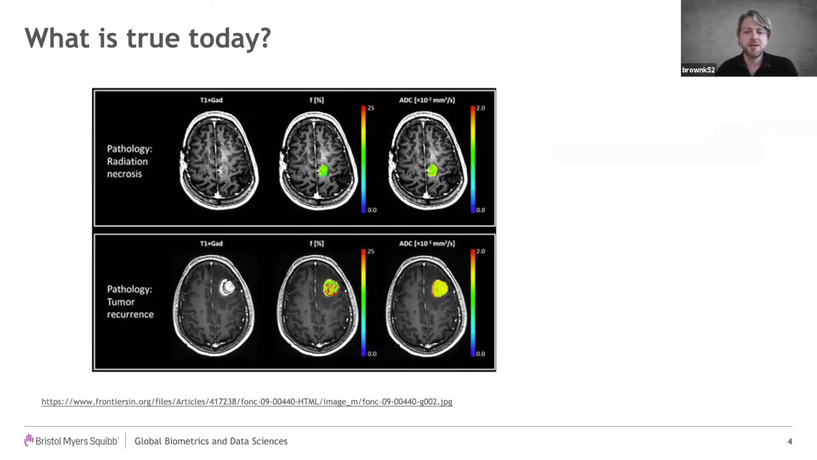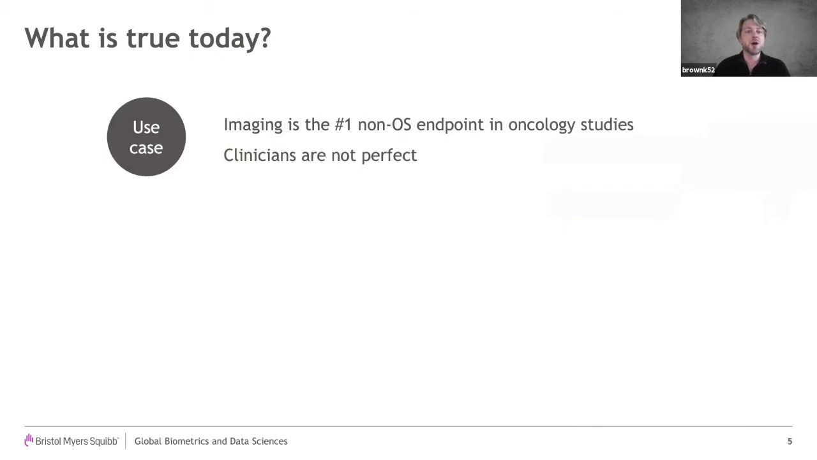Well, in medical imaging, what's true is that we use medical imaging more and more on a day-to-day basis in order to inform clinical decisions. But more than that, we also use it in order to inform pharmaceutical decision-making points. In clinical trials, medical imaging is the #1 non-overall survival endpoint in oncology studies. So every single lung cancer trial that you see, for instance, for metastatic non-small cell lung cancer, is going to have an imaging component. And in that imaging component, radiologists are going to measure particular tumors, and they're going to relate that to which drug you're on and other relevant factors and variables. But the other thing about this use case is that we know that clinicians are not perfect.